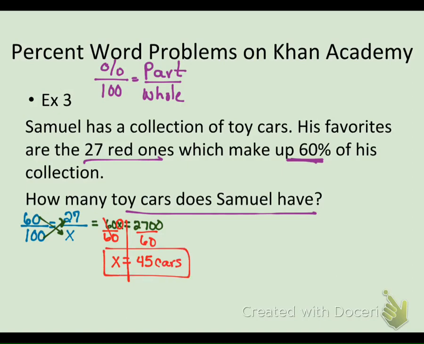Of those 45 cars, how many are red? Because 27 out of 45 is a what percent? 60. That is it.